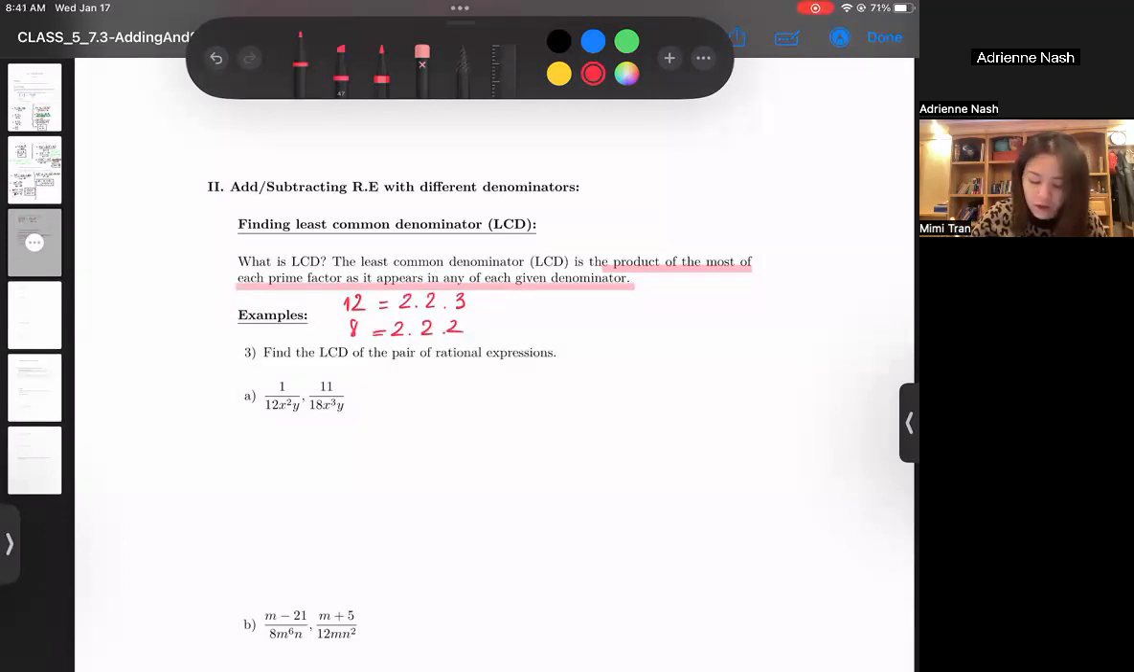So for example, number 2, how many 2s do I have for the 12? Let me highlight in yellow. I got two 2s on the 12, and then I got three 2s on the 8. The product of the most of each prime number, right? So we're going to choose the most. The most will be three of the 2, right? 2 times 2 times 2.